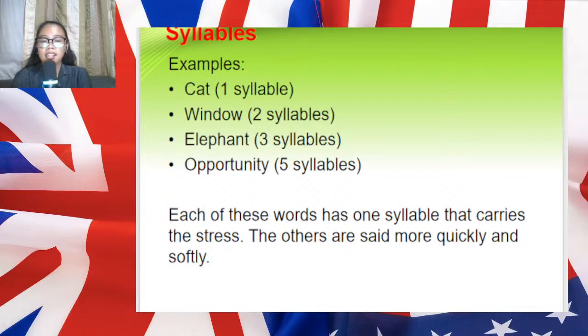Cut. Next, window. Two syllables. Say it slowly. Window. You can feel your mouth open two times, right? Window. Next, elephant. Three syllables. Elephant. Try clapping each part if it helps. Elephant.